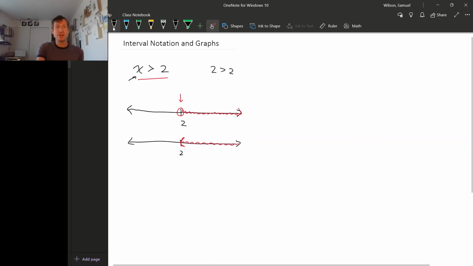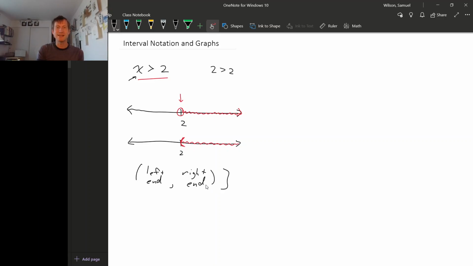Now for interval notation. Remember, the way interval notation works is you write down the left endpoint of your interval, comma, the right endpoint of your interval, and then you use either parentheses or square brackets depending on whether that endpoint is included or not. Our interval starts at 2 on the left. To the right, it goes on forever, and that means it goes to positive infinity. Way out here is positive infinity, beyond all of the finite numbers.